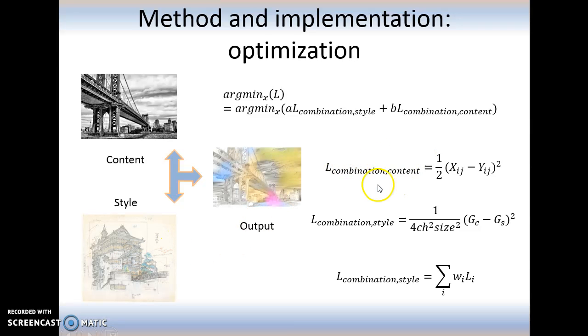The content loss is usually very easy to calculate. After we extract the content features, we compare the pixel difference between the content and the output, and we use the mean square error to do our optimization.